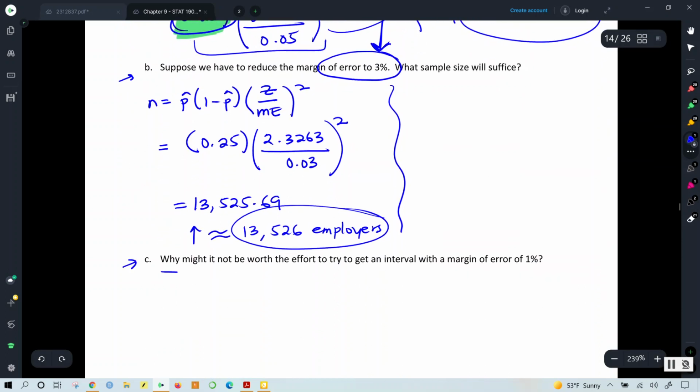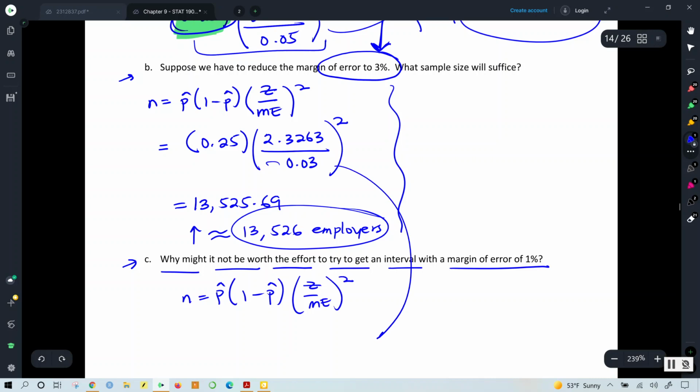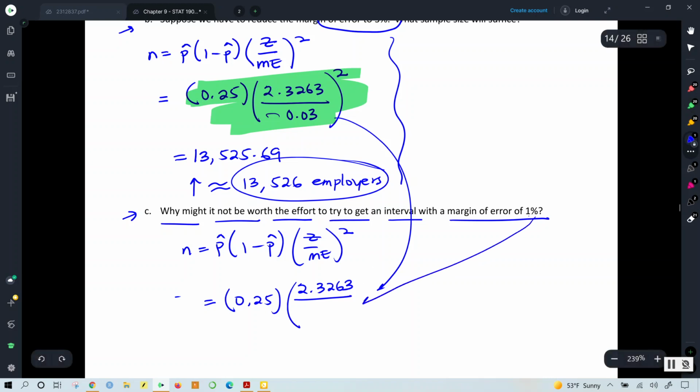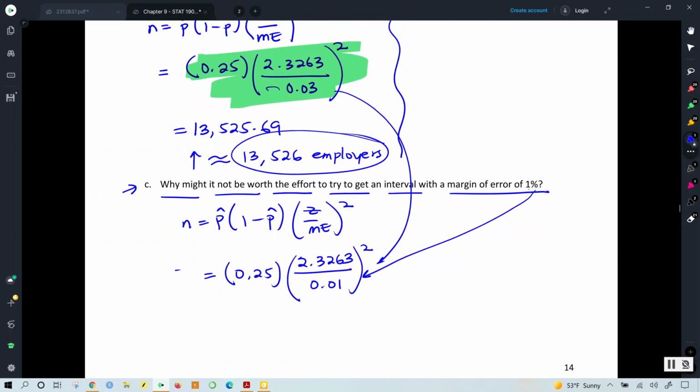Then question C: why might it not be worth the effort to try to get an interval with a margin of error of 1%? Again, using the same formula, we are experimenting with what if we wanted to drop the margin of error to 1%. So every other item remains the same. You still have 0.25, then 2.3263 divided by, rather than a margin of error of 0.03, it is now 1%, all squared.